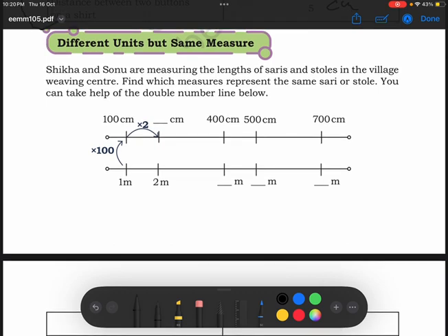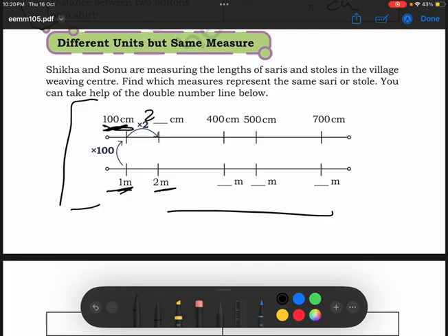Two lines are given, the upper line is in centimeter and the lower line is in meter. We have to tell what is the connection between these two. As all of you know, 100 centimeter is 1 meter, so we have to fill in the blanks. Like 2 meter will be 200 centimeter in centimeter. 400 centimeter in meter will be 4. 500 centimeter in meter will be 5. 700 centimeter in meter will be 7.